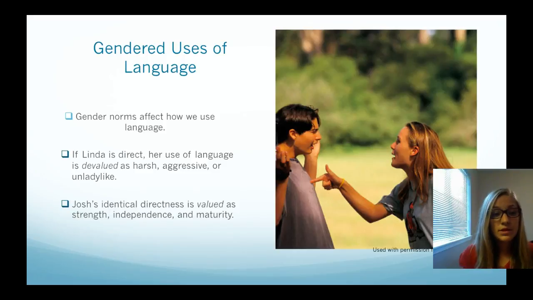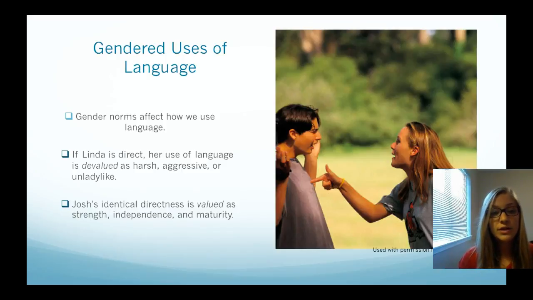So in this example here, if Linda is direct in her language use, that's devalued and it's seen as being harsh or aggressive, unladylike. So women are supposed to be quiet, women are supposed to be demure, we're not supposed to use very direct language. On the other hand, men or boys in American culture, obviously this is a specific example to Western or American culture, but boys are encouraged to be very direct in their language and very forthcoming, and that's valued as strength and maturity. And so not only is the way we use our language placing us on this hierarchy or separating us along some lines, but also our gender norms in this specific culture are influencing the ways in which we use our language or the ways in which our language is interpreted.